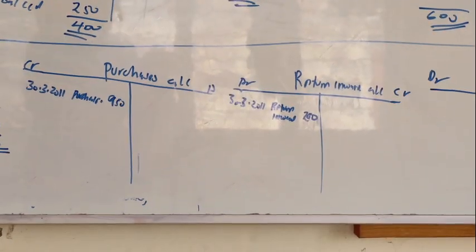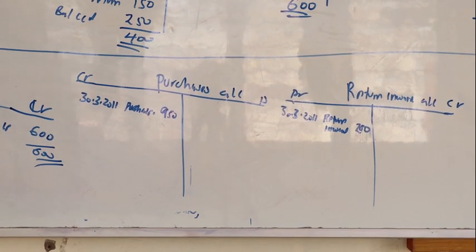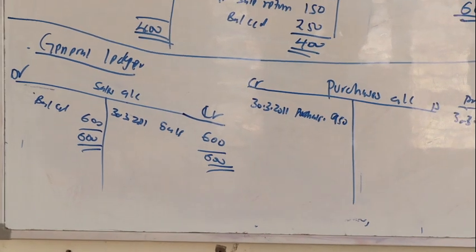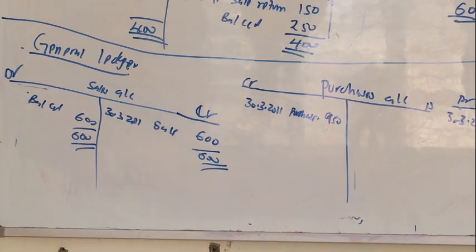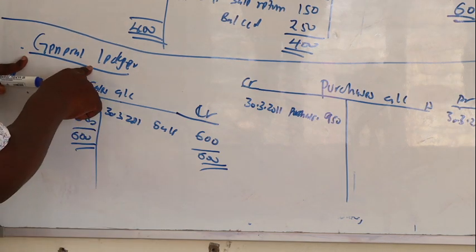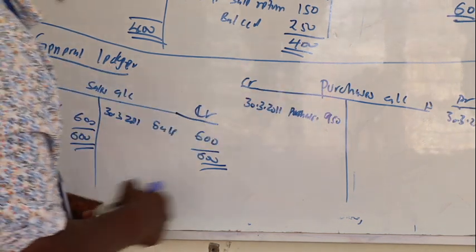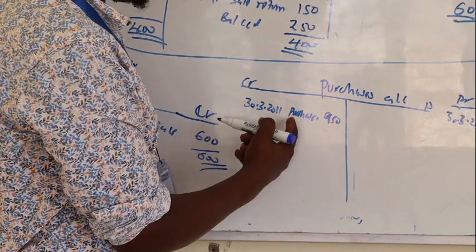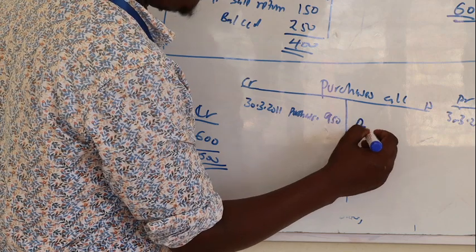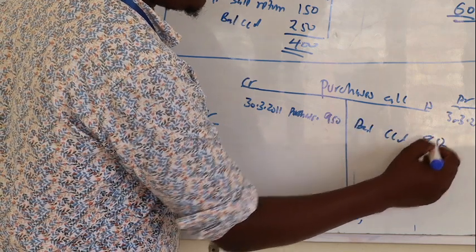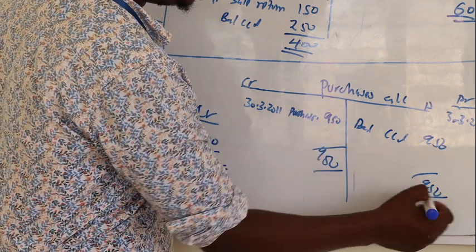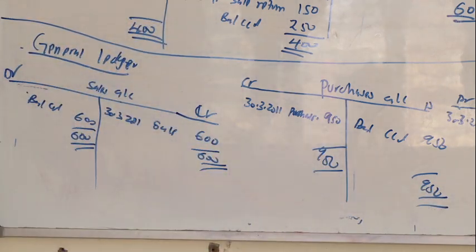We have also another account in the same general ledger, we have purchase account. Purchase account is always debited. So, tunalinunua hizi, we close balance carried down of 950. The balance is at 950.